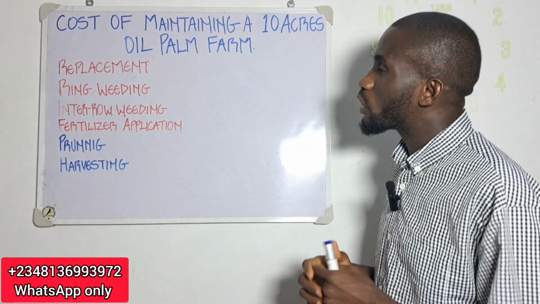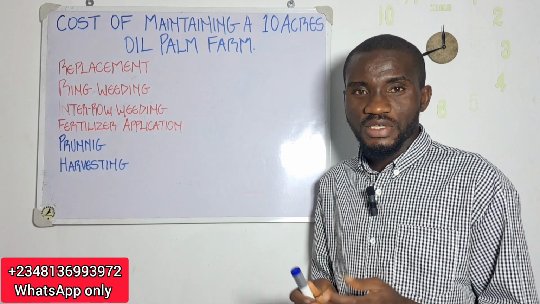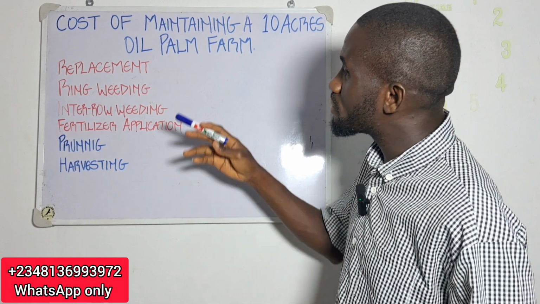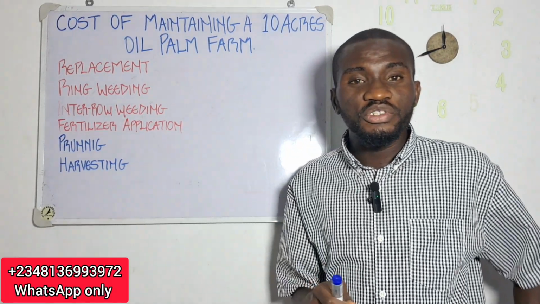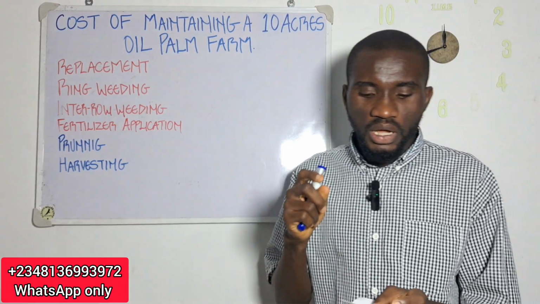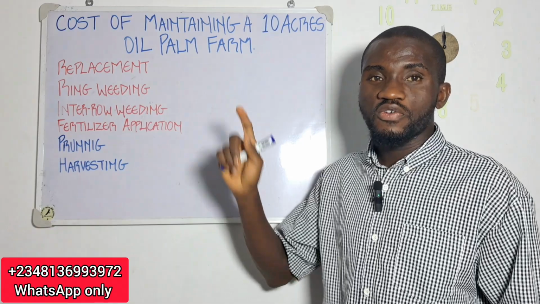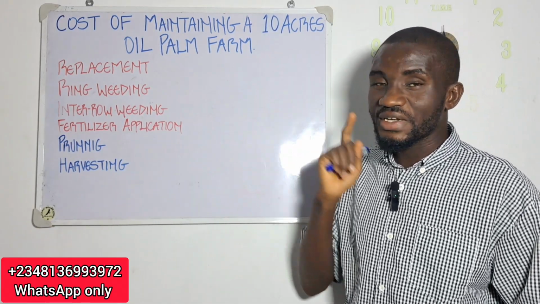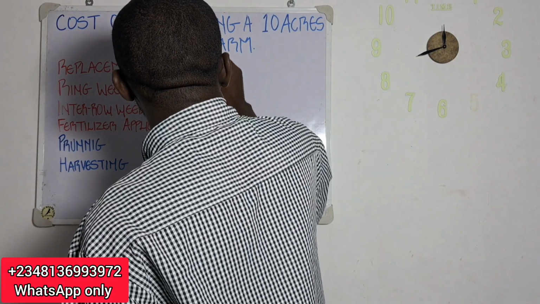We are working on the assumption that you only lose 10% of your seedlings, which means you are going to be buying 60, at the rate of 2,500 naira for each seedling. You are going to be buying 60 for the replacement of the ones that died. So that will cost you about 150,000 naira.